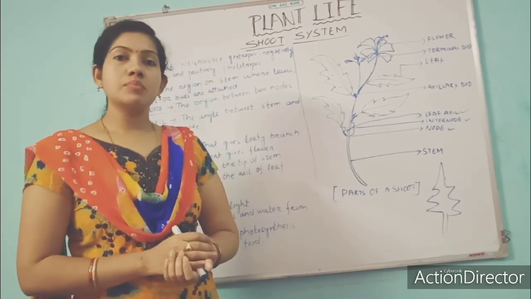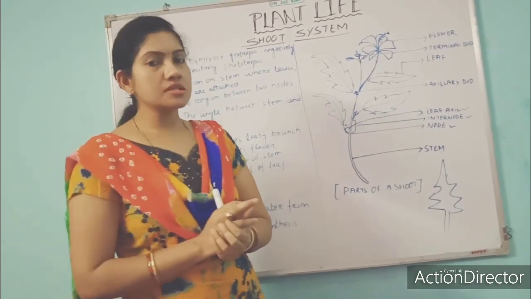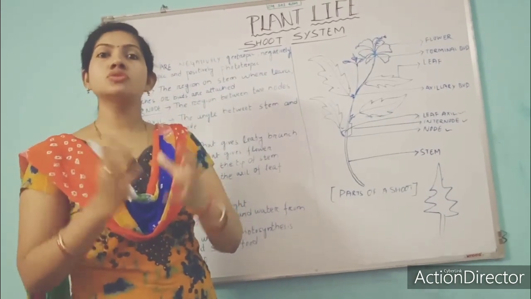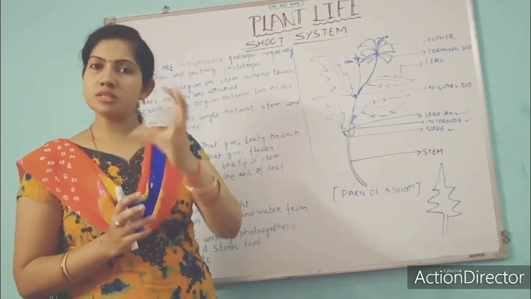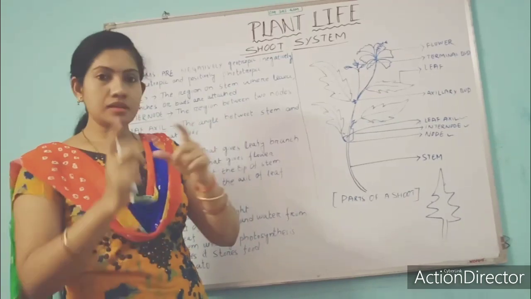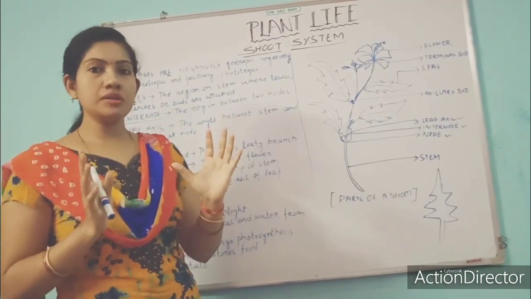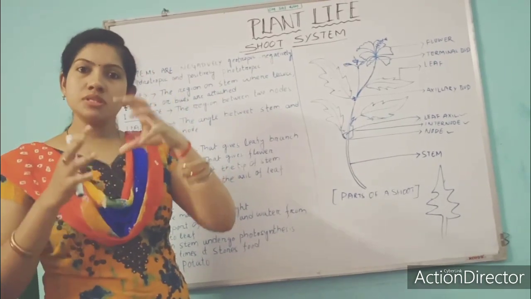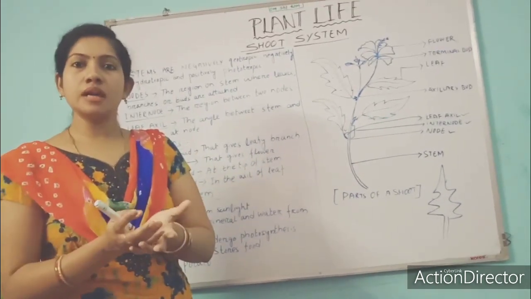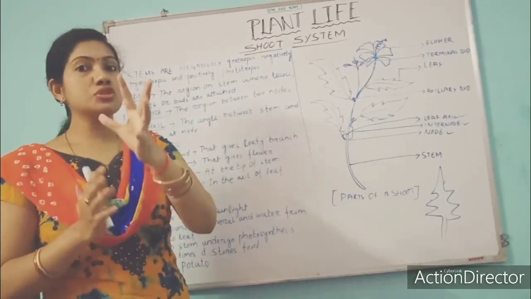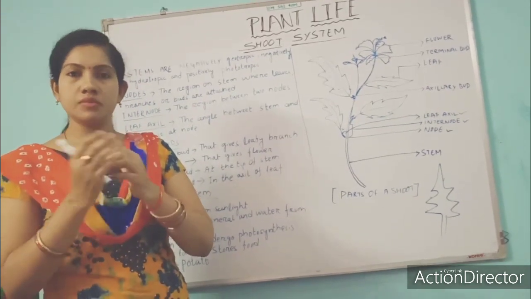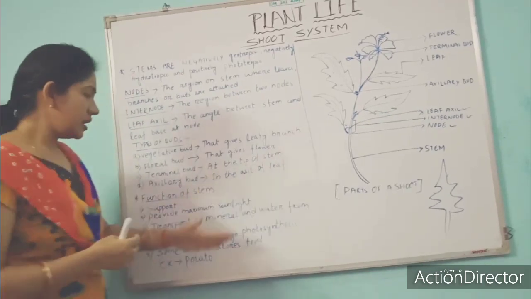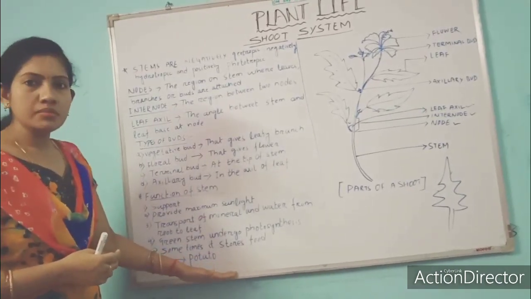Last, some stems help in the storage of food. You can take the example of potato. Potato is the best example of a stem which stores food. Actually, potato is a stem. And you see a unique thing about potato, it grows underground. So potato is a stem which grows underground, and it is a stem which stores food. We generally take it as our food. So these are all the functions of a stem.